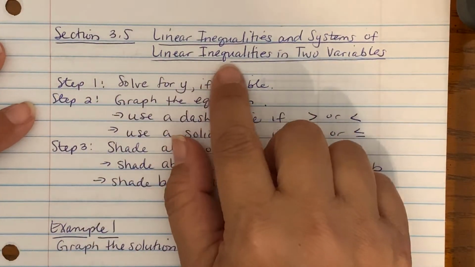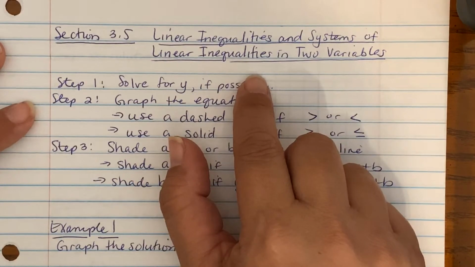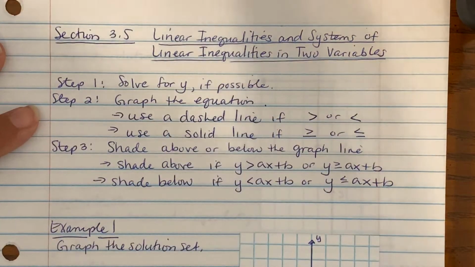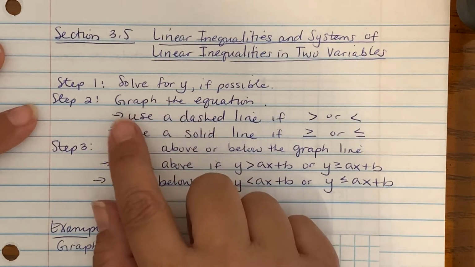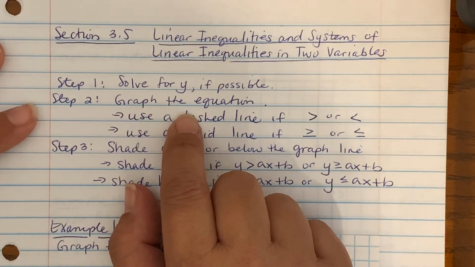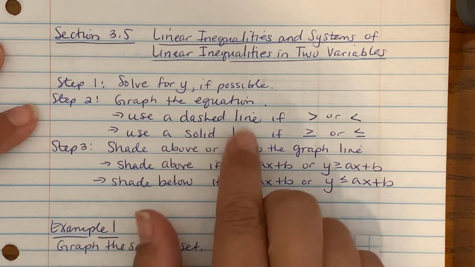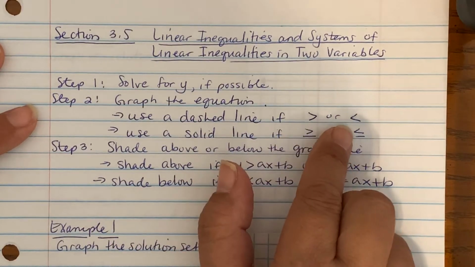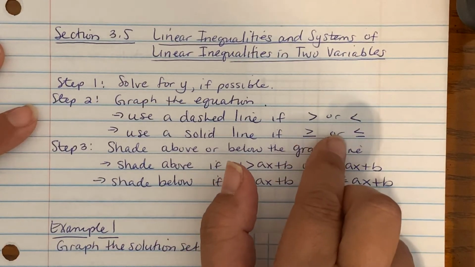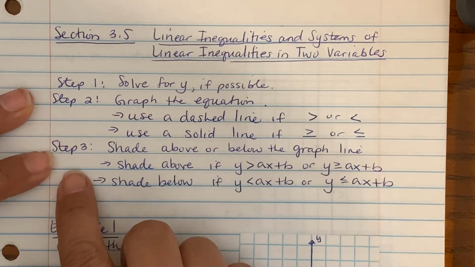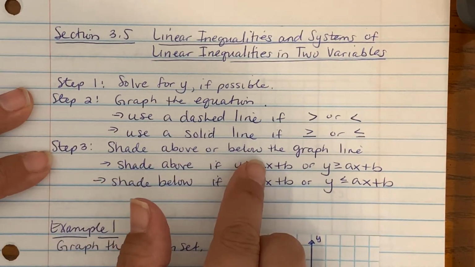Section 3.5, linear inequalities and systems of linear inequalities in two variables. So, linear inequalities. Step 1, you want to solve for y if possible. Step 2, graph the equation. Use a dashed line if you see greater than or less than. You're going to use a solid line if you see greater than or equal to or less than or equal to. Step 3, you're going to shade above or below the graph line.